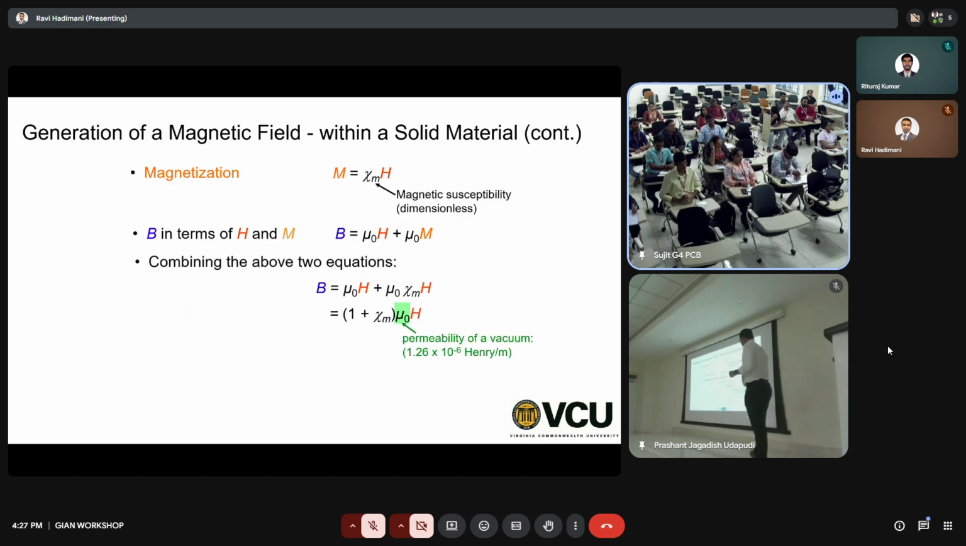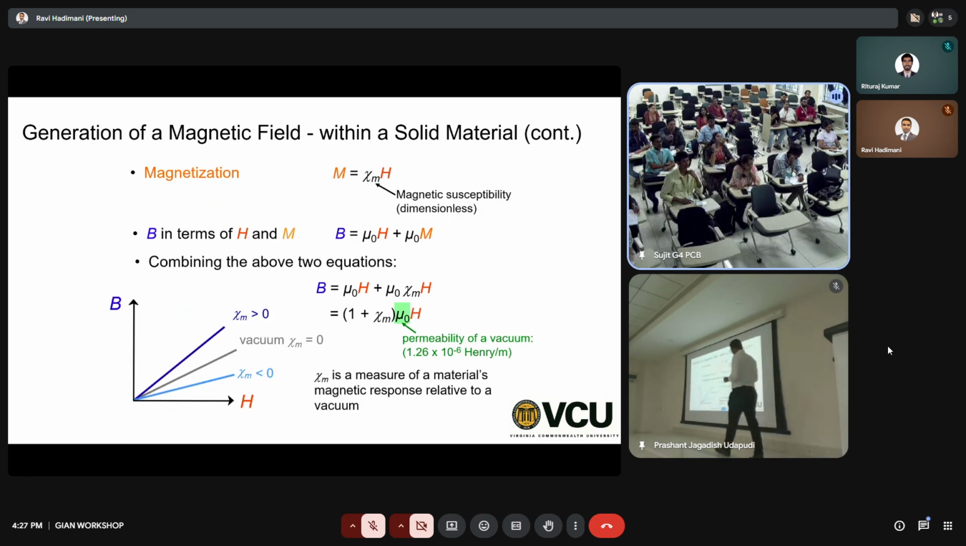So now you can use a different version of the same thing. Instead of mu naught twice, you can have chi as another parameter. And the permeability of vacuum, you see it's a very small quantity, and it is in Henry per meter. So all you need to know is here B is the parameter that you need to maximize. H is the field you apply with the current or by another source. And M is an intrinsic property of a material as well.